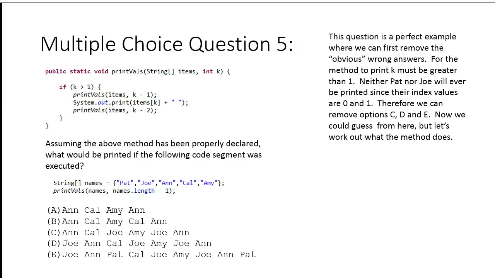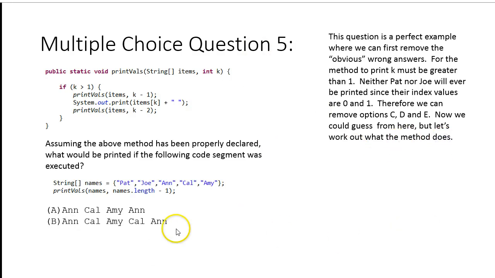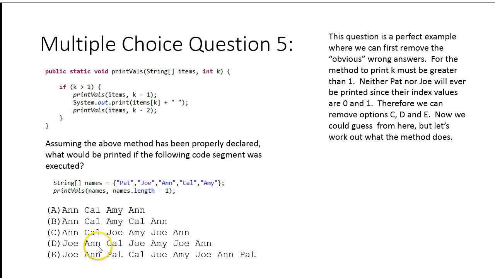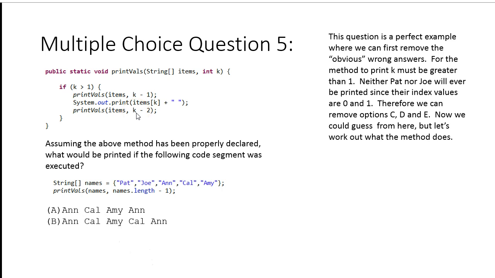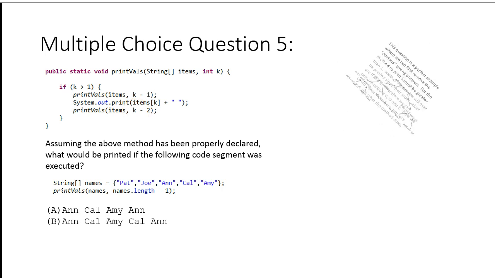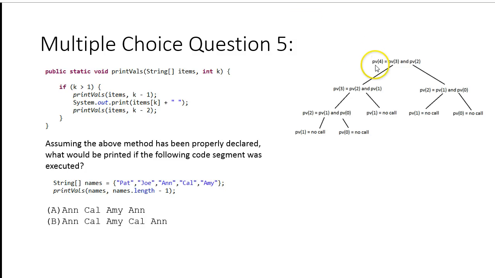Now we could guess from here, but let's work out what the method does. So we could remove those ones. Do you see why that is? So in order to print, k needs to be greater than 1. And therefore, we're never going to get in here with 0 or 1. So we can remove those 3. So PV at 4, I've shortened print values. PV is going to call PV at 3 and PV at 2. So it's going to call both of those.